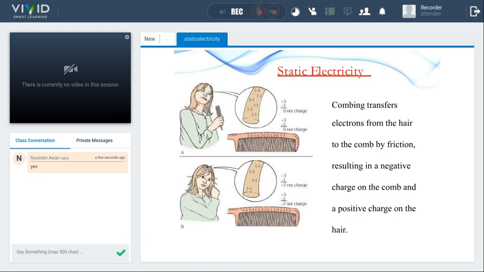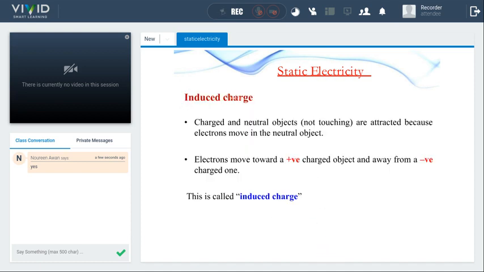So these both are attracting each other due to the phenomenon that opposite charges attract each other. Induced charge, that is an important concept over here. Charged and neutral objects, not touching, are attracted because electrons move in the neutral objects. Whenever there is an unbalance of the charges, at the start that object was neutral, and electrons move towards the positive charge. That is another important thing.